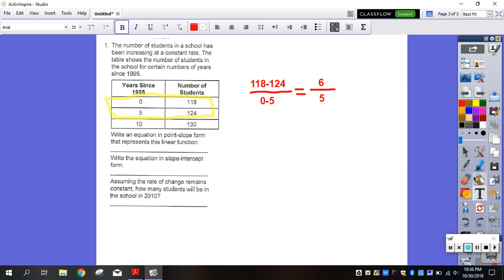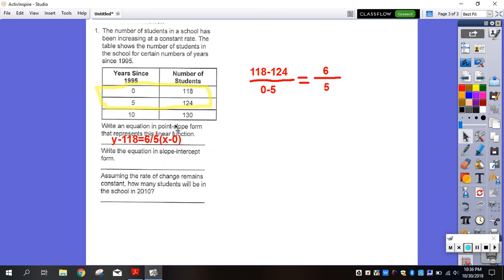So point slope form is y minus y1. So that would be y minus, and then my y value here is 118, equals m. Well, that's your slope. So here it's 6/5. And I'm going to write it with a slash like that, just to save space. And then x minus my x1, which in this case, the point I chose is this first one, which will be 0. And so that's point slope form.